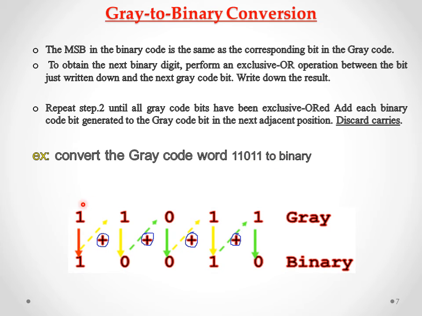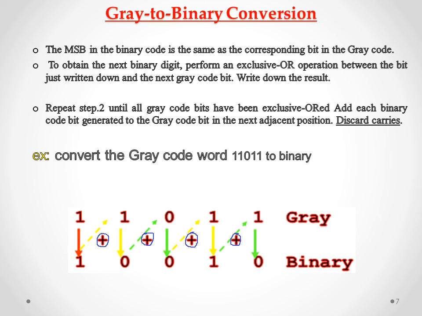First we start from the MSB bit. The MSB bit is the same in gray code as well as binary. So we write 1 here, and binary is also 1. Now we exclusive OR this answer with the second gray bit. So 1 exclusive OR 1 is 0. So the second binary bit is 0.